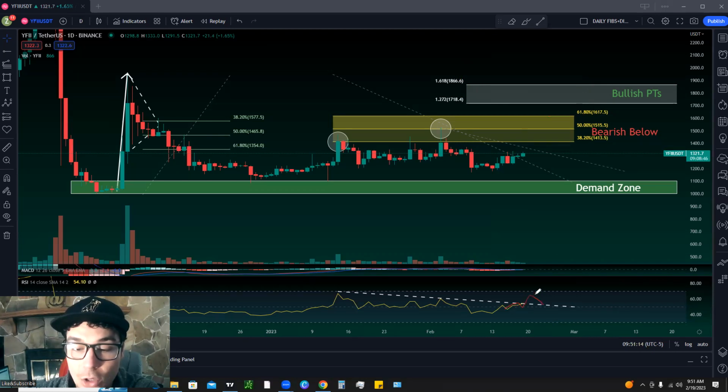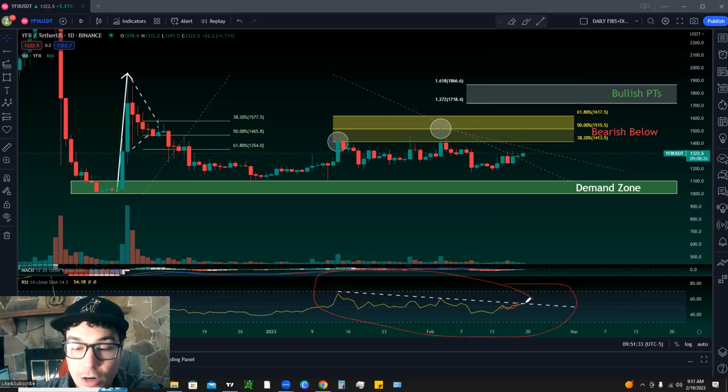You don't want to see a look above and fail, where buyers attempt to take control, fail at taking control, and sellers show that they're the ones who are really in control. A look above and fail would be more bearish and indicative of further downwards price action. So ultimately, that's what you want to look for.